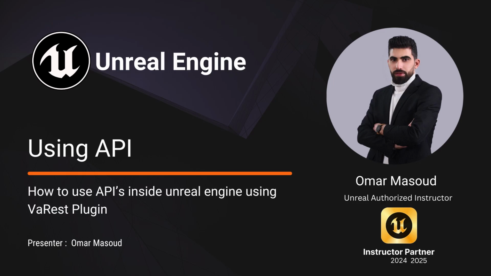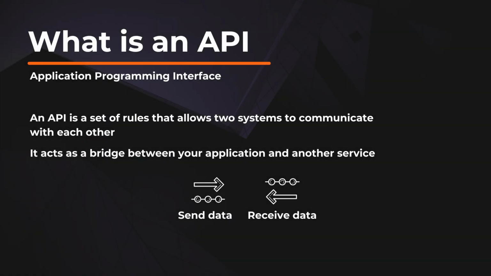Hello! Today we will learn how Unreal Engine can communicate with external systems using APIs. APIs allow our game or application to talk to servers, databases, and third-party services, such as login systems, player profiles, leaderboards, payments, or even AI services. API stands for Application Programming Interface.